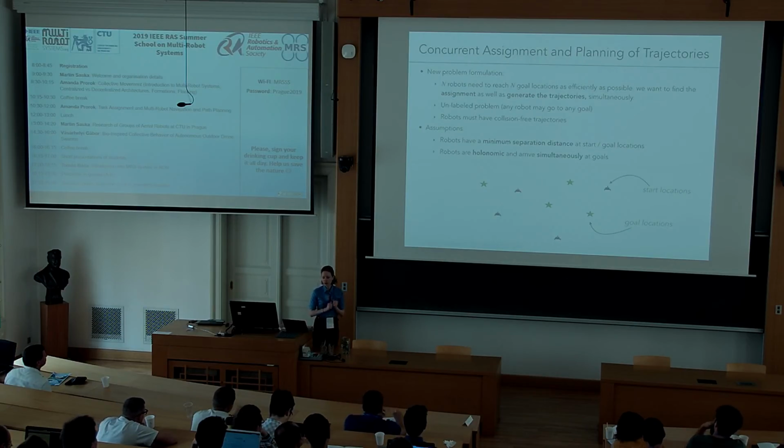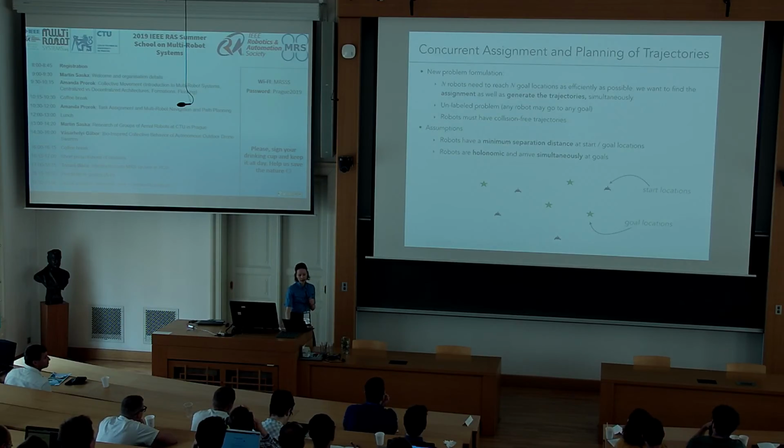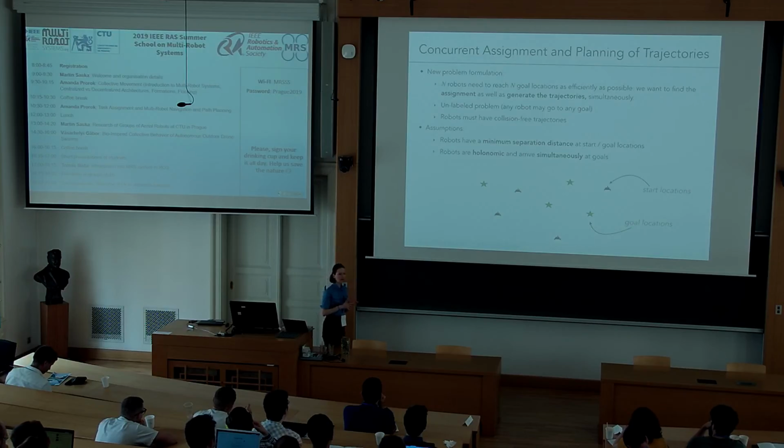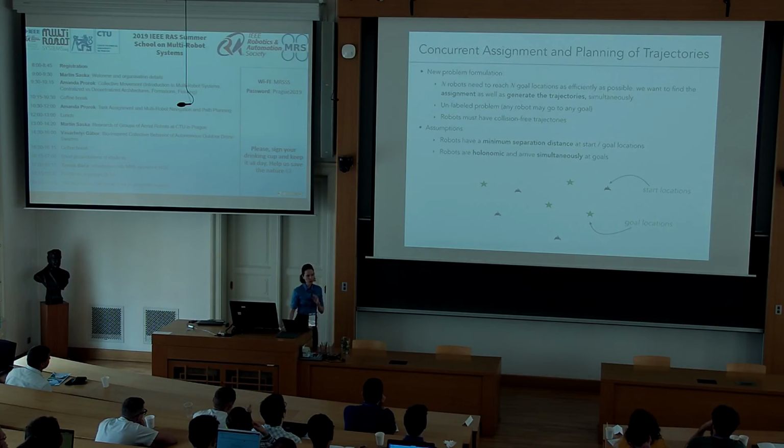So the assumptions that we're making in order for this to work are, okay, we have n robots, and they need to reach goal locations. All we pose for this system to be able to work is that they have a minimum separation distance at their starts and their goal locations. And for this initial framework that I'm showing you today, we're going to assume that my robots are holonomic, okay? So that they can move along straight lines, and that they will all reach their goals simultaneously.